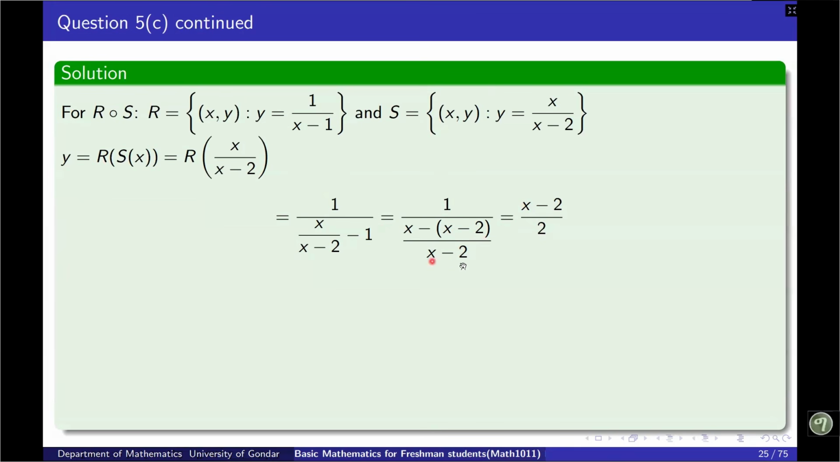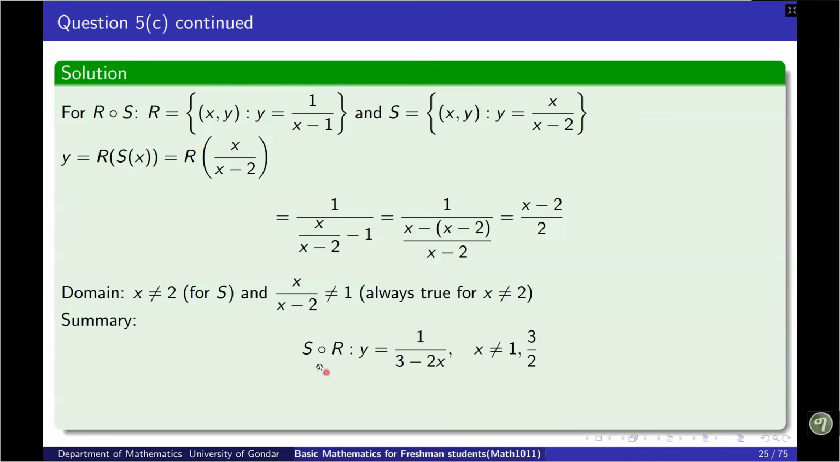That means simply multiplying by the reciprocal. Already x minus x is 0, minus of minus 2 is positive 2, and this could be taken into the denominator, so that it could be x minus 2 over 2. Therefore, the domain could be x different from 2 for S, because S is x over x minus 2, so it becomes undefined at x equal to 2. That is why we should exclude 2 from being an element of the domain of this function. And for R, x over x minus 2 different from 1 is always true for x different from 2.